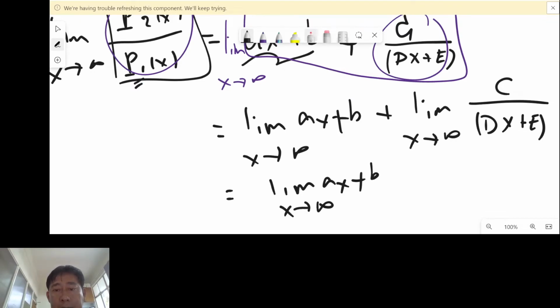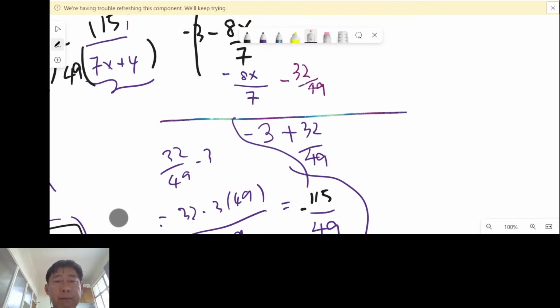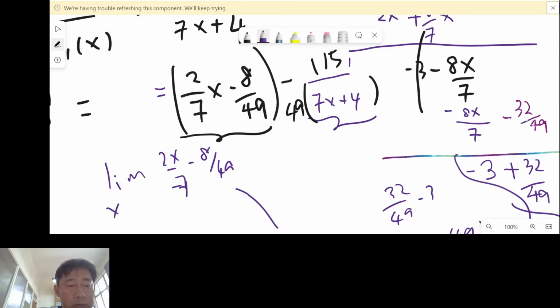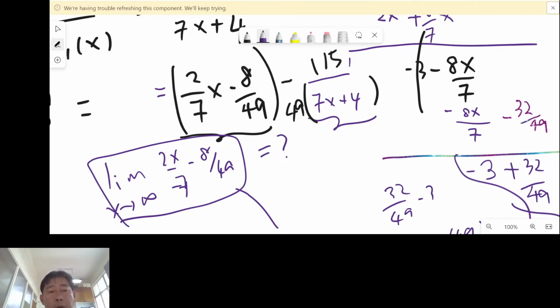And you ask, is this limit convergent or not? That means, does this limit exist or not? The limit of a linear function. So in our particular example, you ask, is the limit of 2x over 7 minus 8 over 49 when x tends towards positive infinity, does this limit exist or not? The answer is no. The limit of this function does not exist, because as long as x keeps on growing, the function will go to infinity. So this is a function that has no limit.